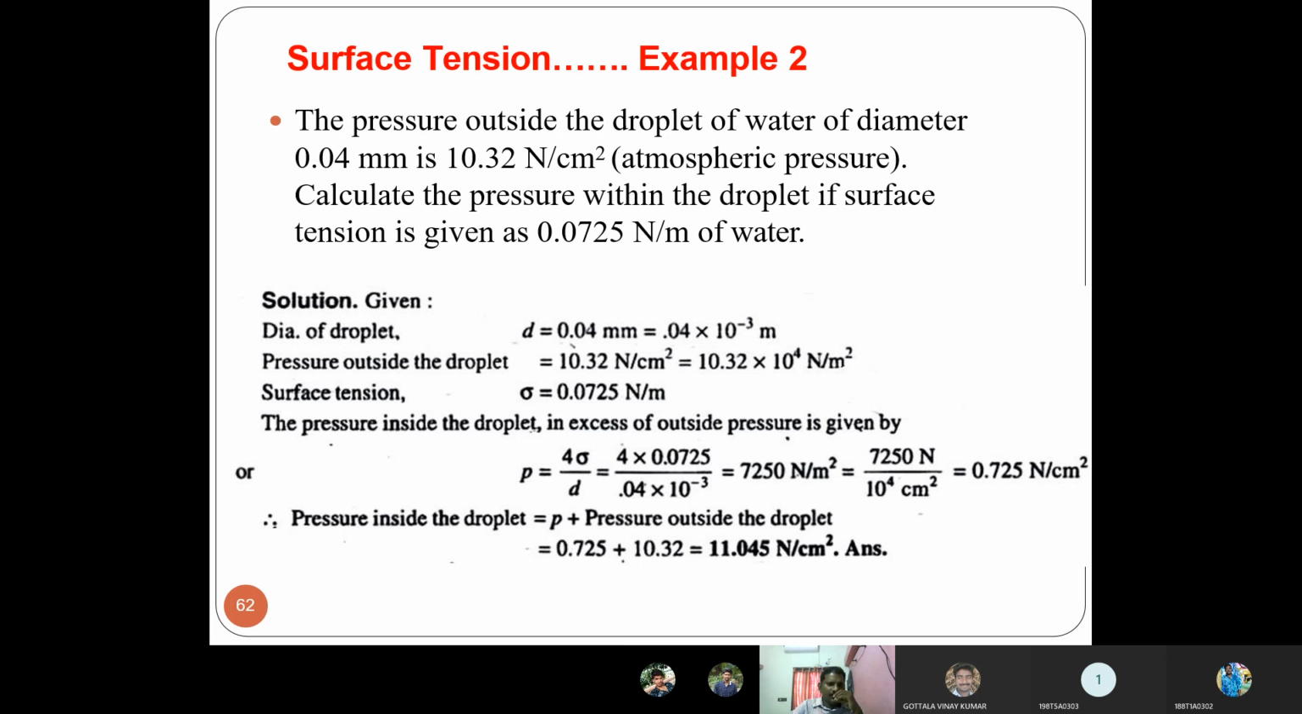The pressure outside of a droplet of water of diameter 0.4 mm is 10.32 Newton per centimeter square, atmospheric pressure. Calculate the pressure within the droplet if surface tension is given. Here the diameter, the outside pressure, and the surface tension are given. So we are asked to calculate the inside pressure.